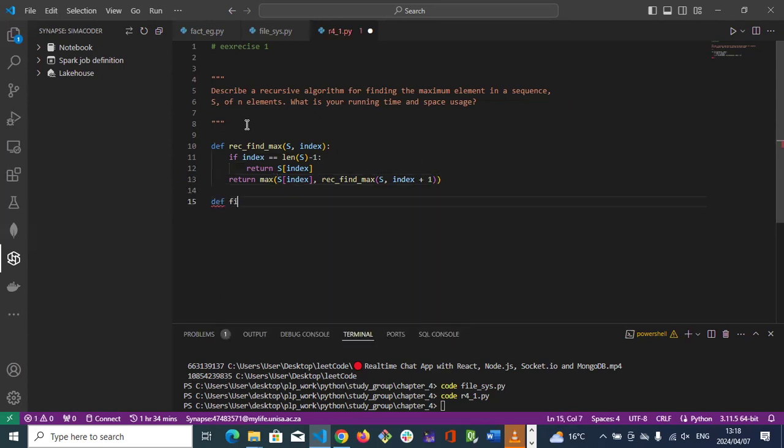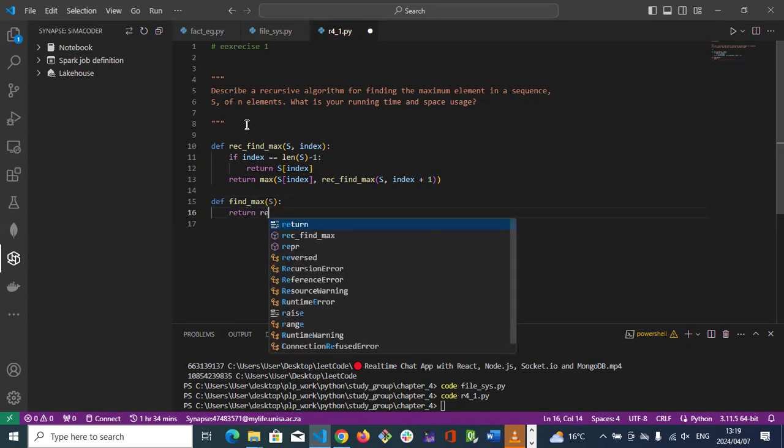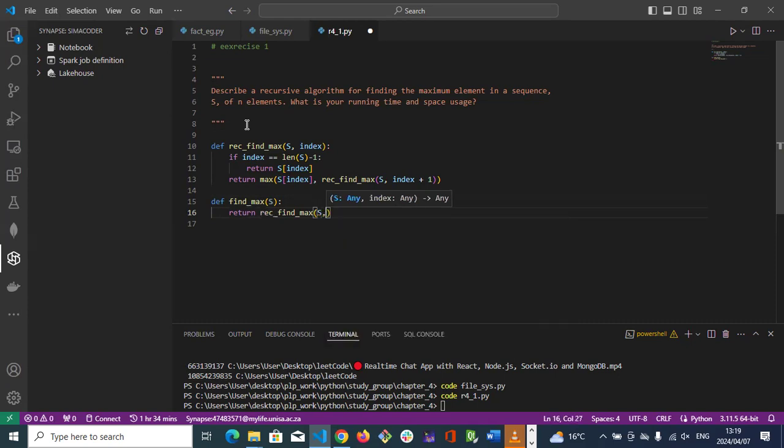Then you need to define the function find max. What is a recursive algorithm for finding the maximum element? And run the max at 0. Let's see, one argument, return the recursion starting at 0, and then just print it.